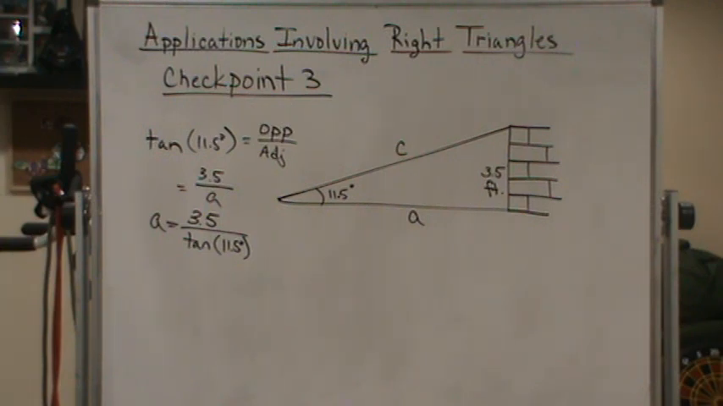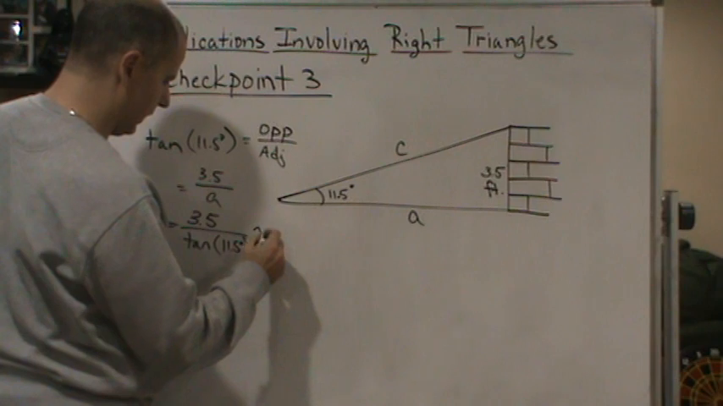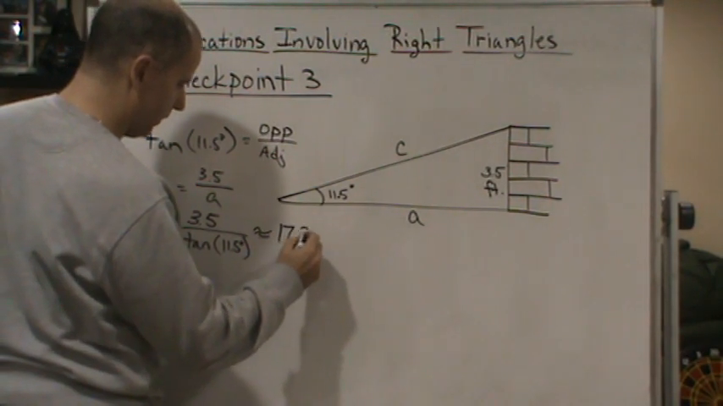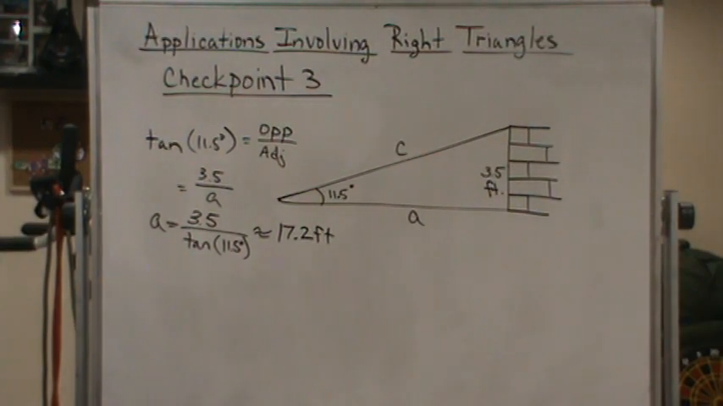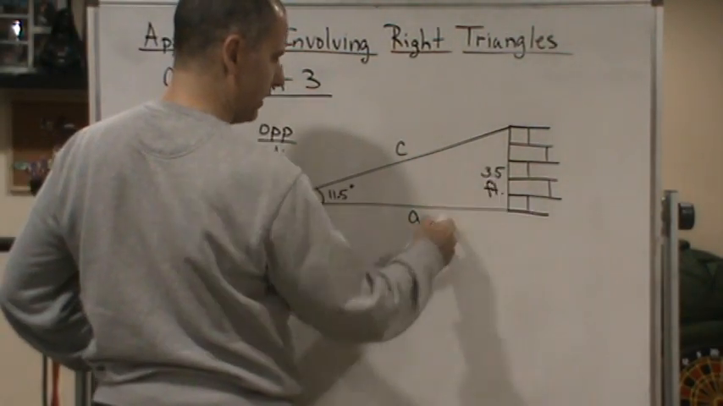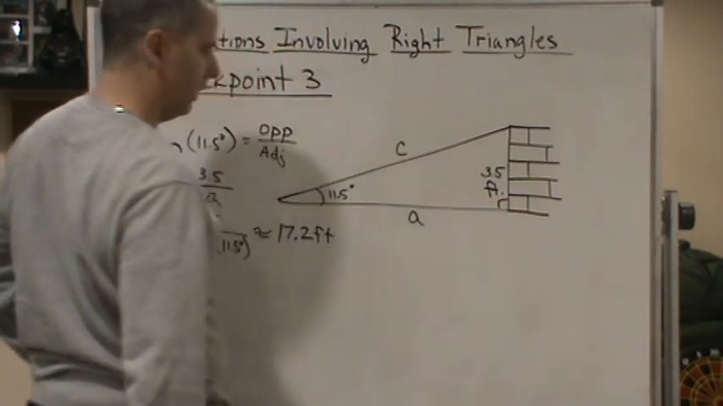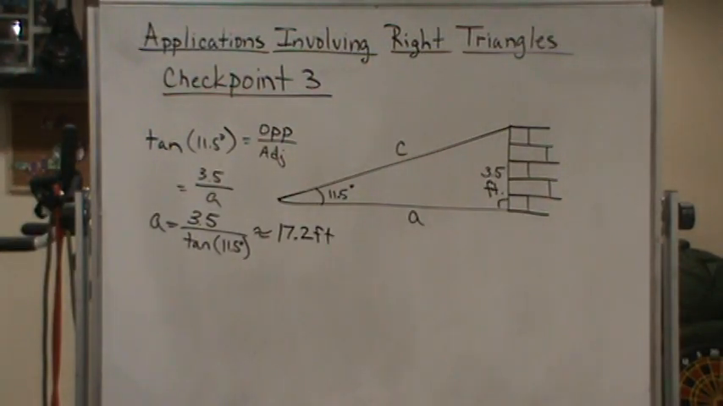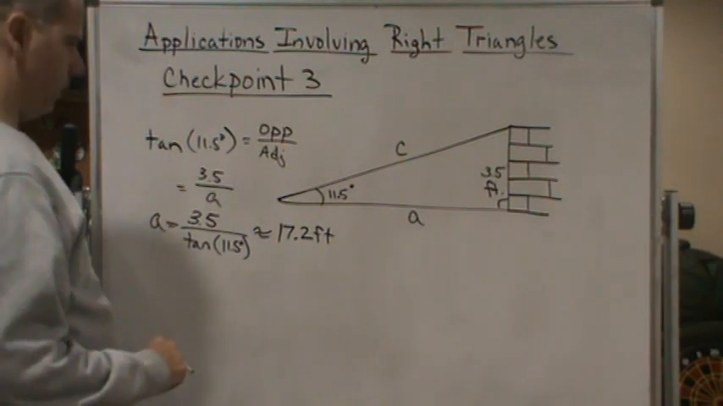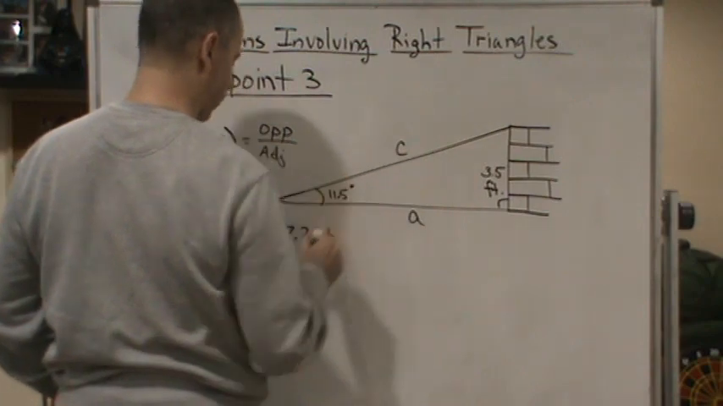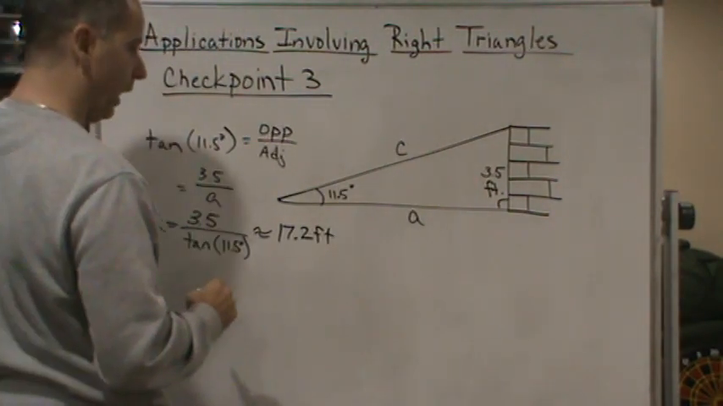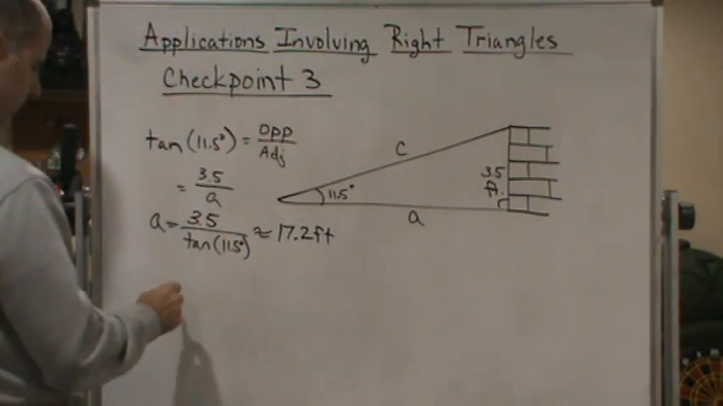Okay, now let's see if I can calculate that. Okay, so we get approximately 17.2 feet. So this is going to be approximately 17.2 feet. Okay, now we've got these two sides. This, of course, is a right triangle. This ramp forms a right triangle. So now we can use the Pythagorean theorem at this point, or we can use the other trig function. So again, let's use the trig function.